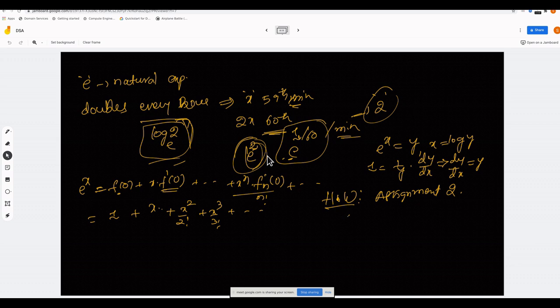So get the expansions for sin x and cos x, and also try to prove that e power i pi plus 1 is equal to 0. This is one of the most beautiful expressions or equations in math.